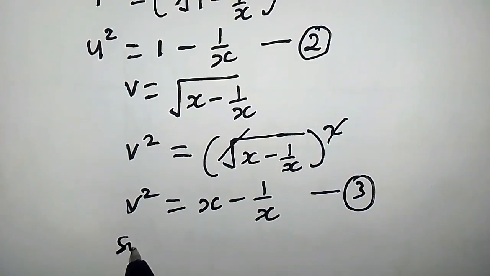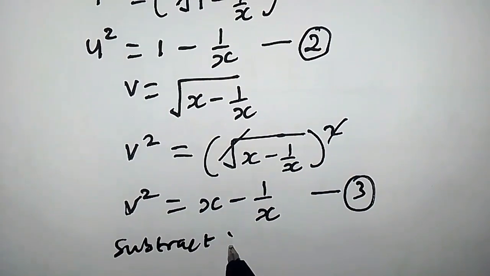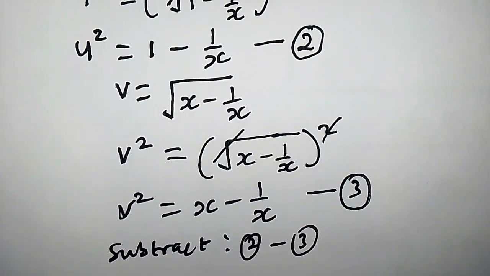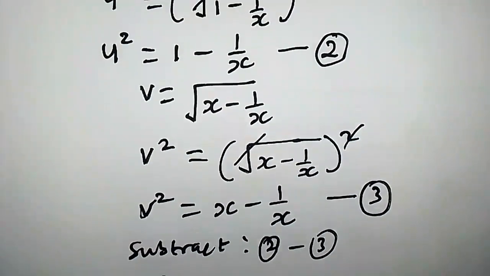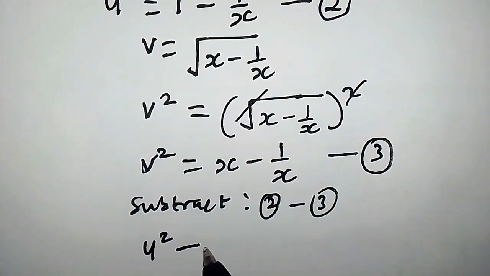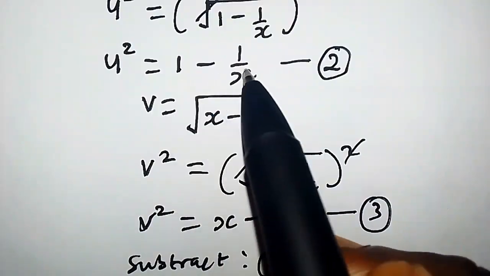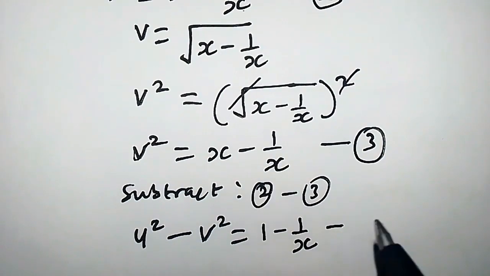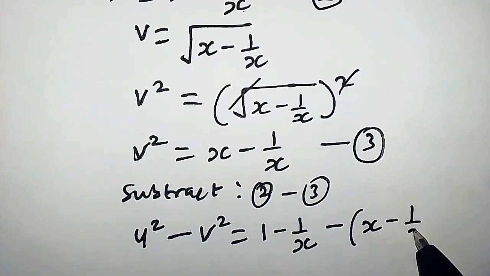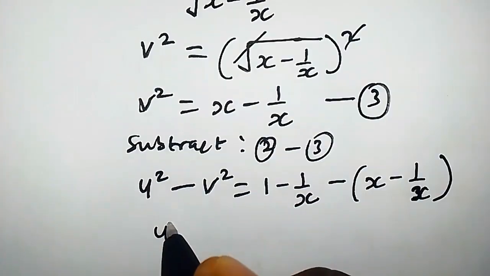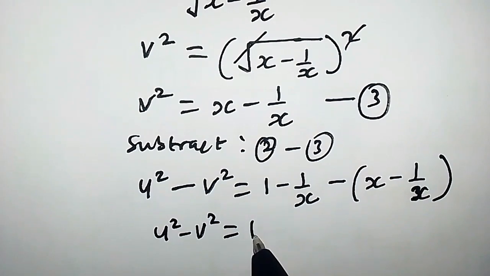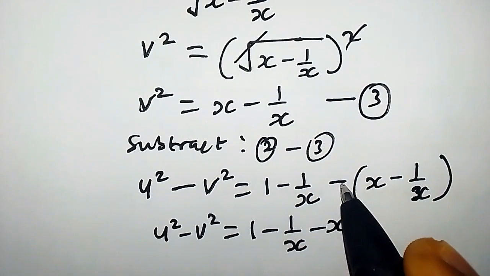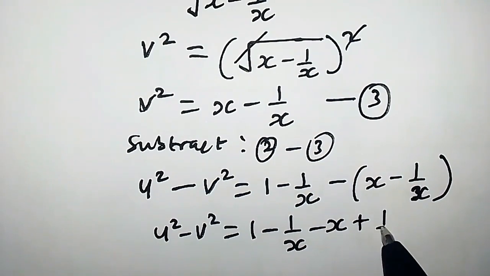So now subtract equation 2 minus equation 3. That will be u square minus v square, the left hand sides, equals the right hand side of equation 2, 1 minus 1 over x, minus the right hand side of equation 3, x minus 1 over x. So u square minus v square equals 1 minus 1 over x, minus times x, that is negative x, minus times negative 1 over x, that is plus 1 over x.